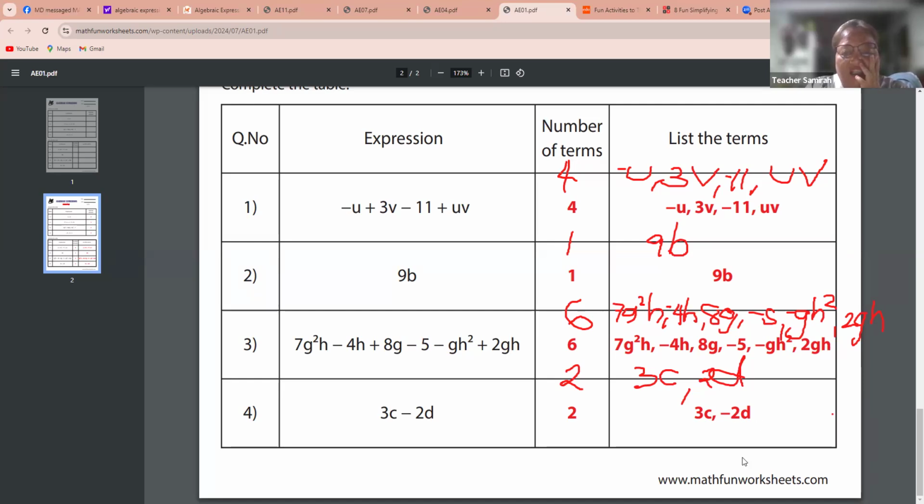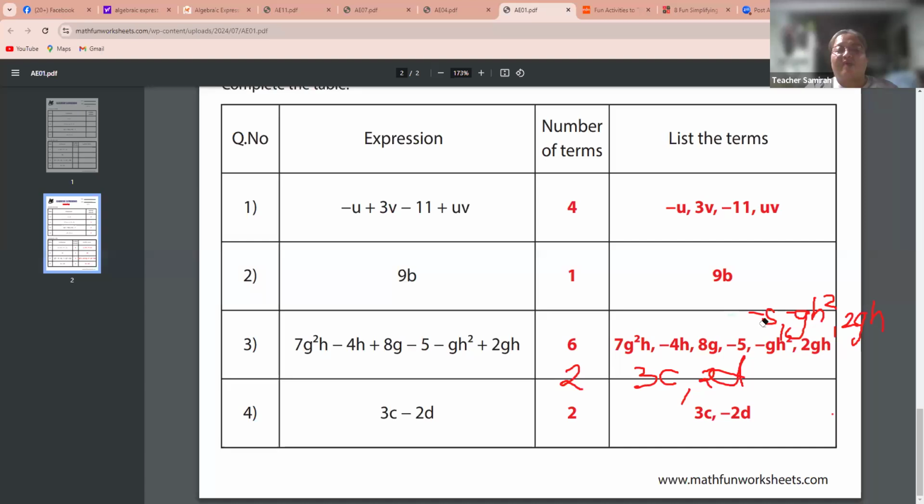And then for the last one, 3c and negative 2d. Very good. Okay, you told us that you do not understand this, but I guess you are wrong. You actually understand the lesson. You're just not confident enough.